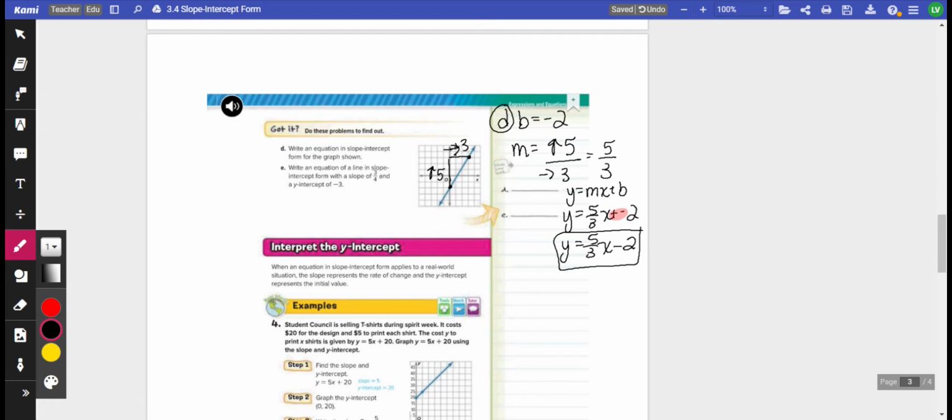Let's move on to letter E. Write an equation of the line in slope-intercept form with a slope of 3/4 and a y-intercept of -3. So to the left, I'm going to show this: y equals mx plus b. It tells me that I have a slope of 3/4, which is m, and a y-intercept of -3, which is my b.